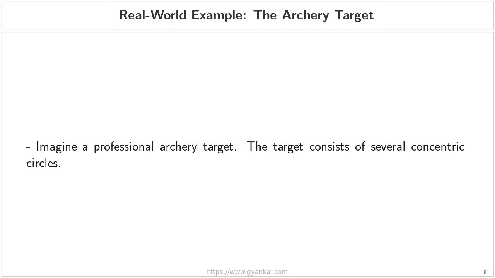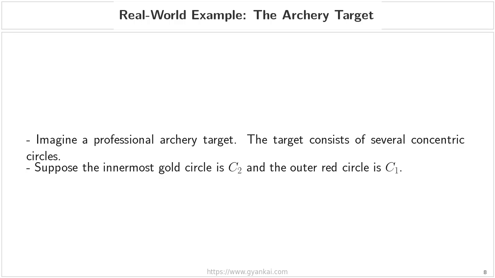Real-world example, the archery target. Now, to help you visualize these geometric properties in a real-world context, let's step away from the abstract diagrams for a moment and look at something more familiar, a professional archery target. As you know, an archery target is made up of several concentric circles, all sharing the same center.